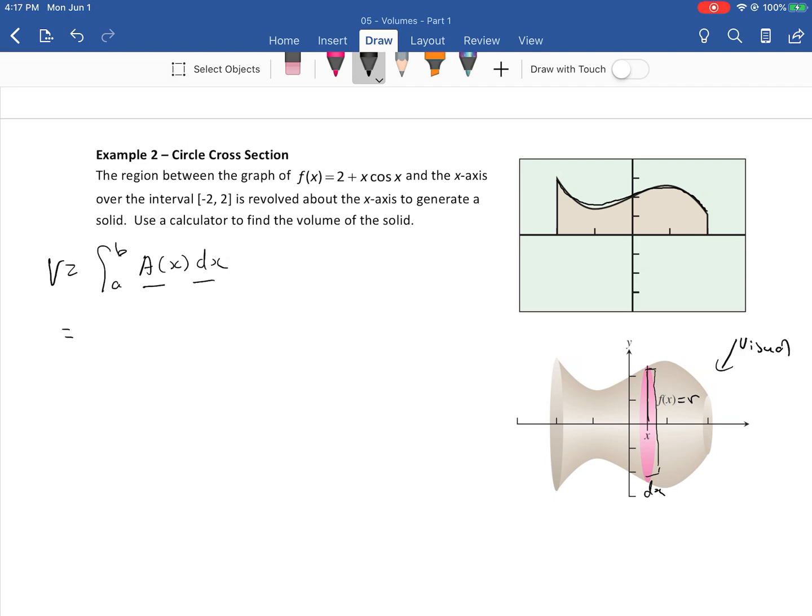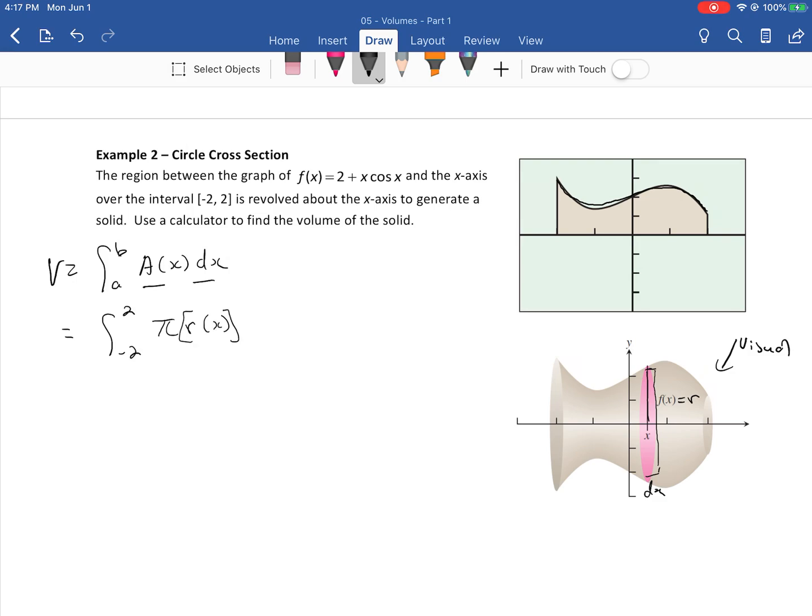You know, that little dx here is the width of that little tiny cylinder you're building. Okay, from A to B. Well, they told us over the interval -2 to 2. So in this question, not much thought to put into those limits of integration. And then the area. Well, I do this in several steps for circular cross sections.